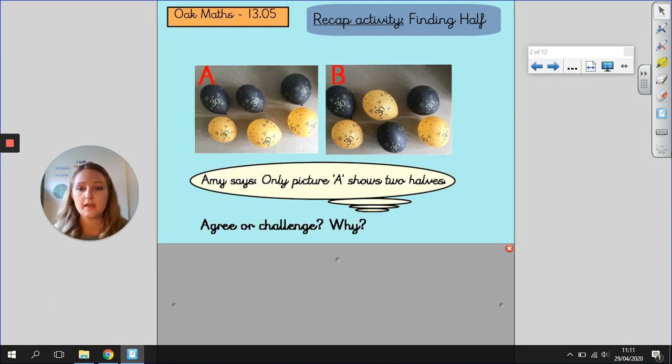Okay, so have a look carefully at these 2 pictures. We had a special birthday in my house recently, so I've managed to use some balloons. Amy says, only picture A shows 2 halves. Do you agree or challenge Amy's statement, and why? Have a think.